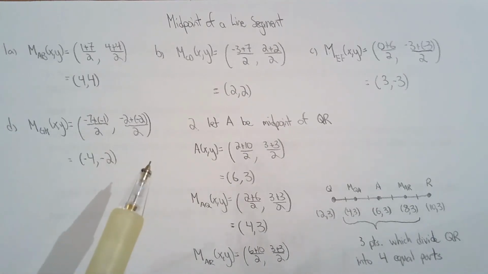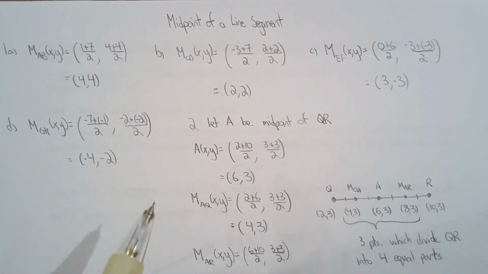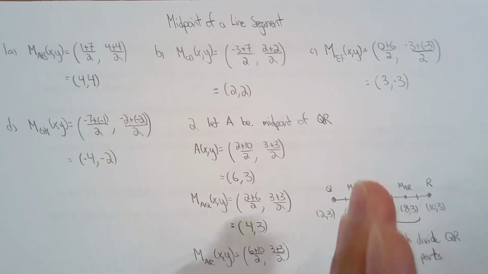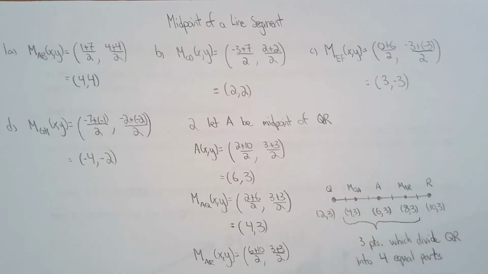And then now question 2 is a little interesting. You had to find the coordinates of 3 points that divide QR into 4 equal parts. So I tried to give you a diagram to show you how to break it into 4 equal parts. So really, you can think of it as a cookie. How do you break a cookie into 4 equal parts? You first chop into halves and then chop into quarters.